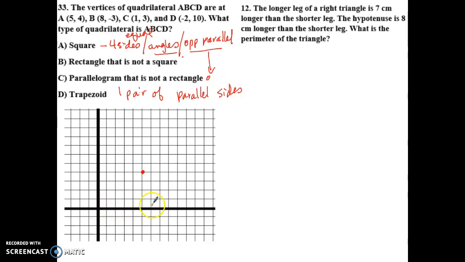Now let's say we get some crazy numbers. We have to use the distance formula, but let's not. 8, that's 5, 6, 7, 8, negative 3, 1, 2, 3, and then 1, 3, and then negative 2, 2. What in the world? Negative 2, 10. I see what that boy was talking about. 1, 2, 3, 4, 5, 6, 7, 8, 9, 10. Okay, now I see it now.